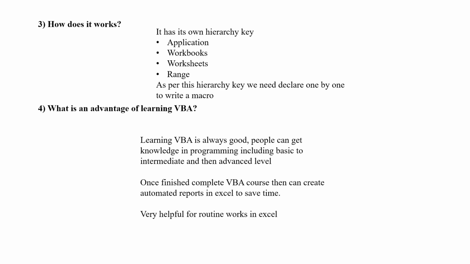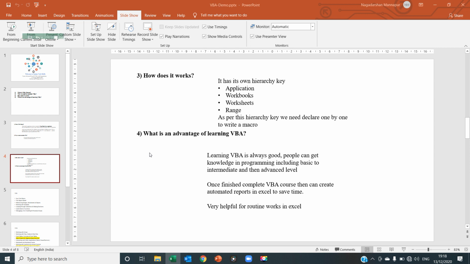Now, how does it work? Actually, it has its own hierarchy. One is application, second is workbook, third is worksheet, and the last one is range. This is the hierarchy of VBA: application, workbook, worksheet and range. As per this hierarchy, we need to declare one by one to write a simple macro. So how does it work practically? I'll just switch to the Excel sheet and explain that.